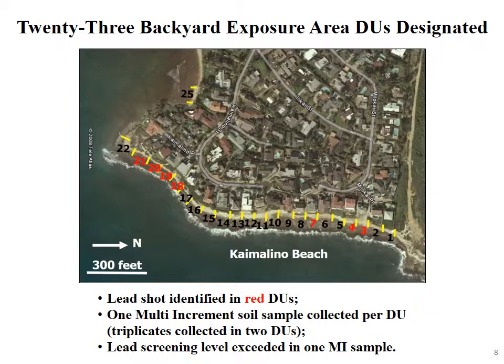Here's what we found in each of the decision units. We had a total of 23 backyards that we tested. So in each of these DUs we collected a single multi-increment sample. We'll look at that more tomorrow. Just to give you a quick idea what we found, the lead shot was identified in the red decision units, so 6 or 7 DUs. So we're concerned about potential short-term risk from kids, especially children, playing along the beach in those areas. Only one of the multi-increment samples collected from soil in the backyard actually exceeded our screening level.